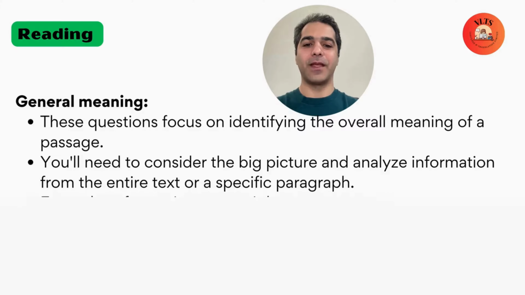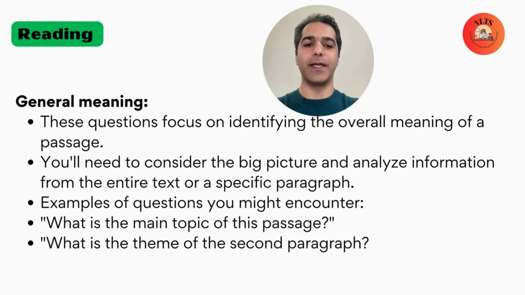General meaning. These questions require you to identify the topic, main idea, or theme of the passage. You must consider the big picture and extract the information from either the entire text or specific parts of the paragraph. Example questions you may encounter during the exam include: what is the main topic of this passage? Or what is the theme of the second paragraph?